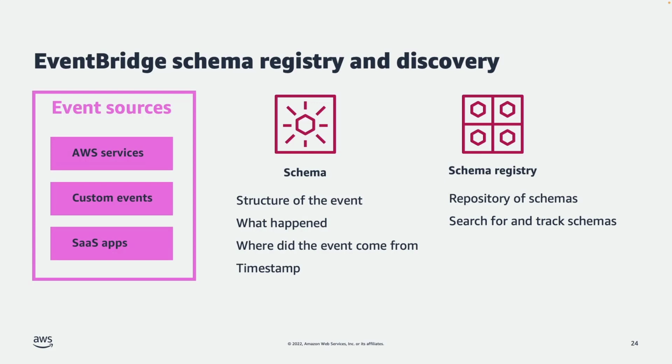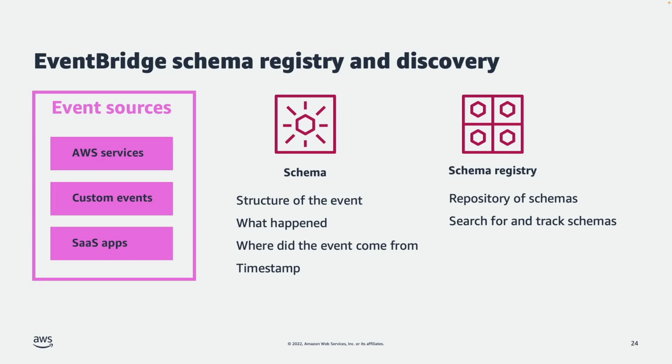A schema represents the structure of an event. It describes what happened in the event, where the event came from, and the timestamp. The event schema is important for developers as it shows what data is contained in the event and allows them to write code based on that data. For example, an order placed event might always contain a list of items in the order as an array and a user ID as an integer.